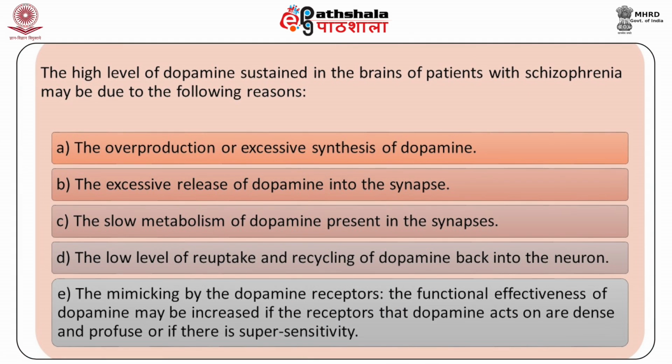The high levels of dopamine sustained in the brains of patients with schizophrenia may be due to the following reasons: A. The overproduction or excessive synthesis of dopamine. B. The excessive release of dopamine into the synapse. C. The slow metabolism of dopamine present in the synapses. D. The low levels of reuptake and recycling of dopamine back into the neuron. E. The mimicking by the dopamine receptors.